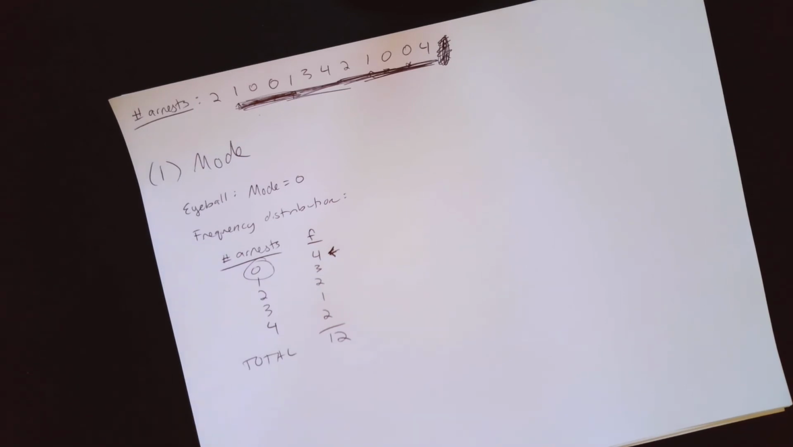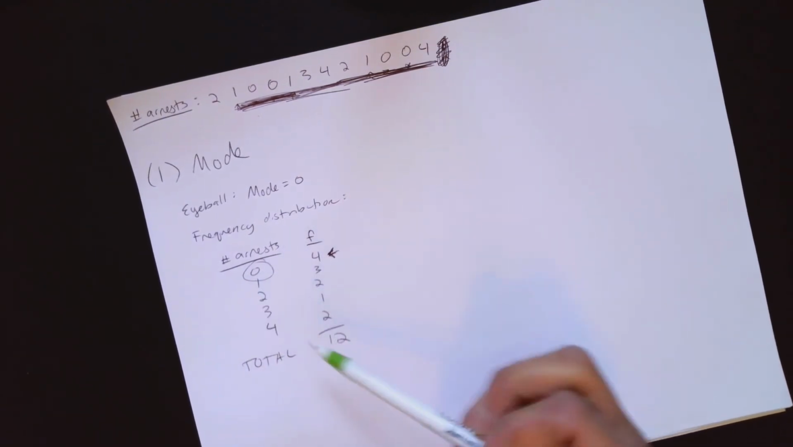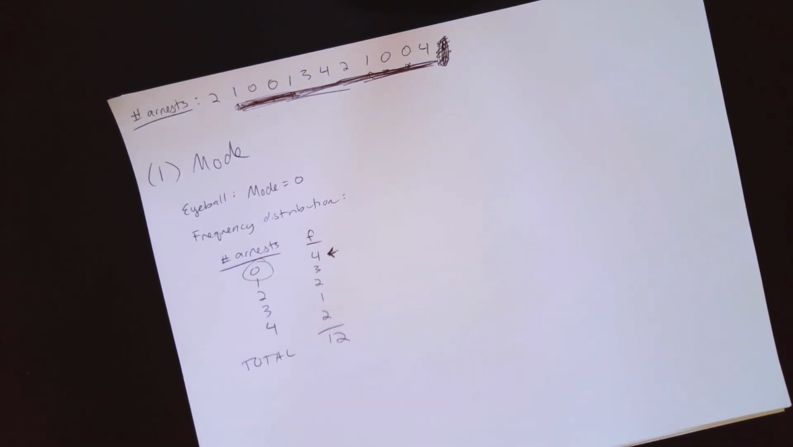So we have 2 different ways to find the mode here. You can either eyeball it and look for the most common observation, or you can put the data in a frequency distribution and look for the highest frequency. Again, because it'll tell you which one of your observations is the most common. Alright, so with that, I'm going to head back to the PowerPoint.